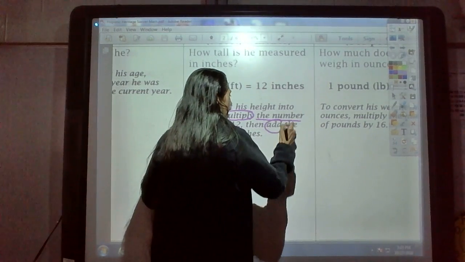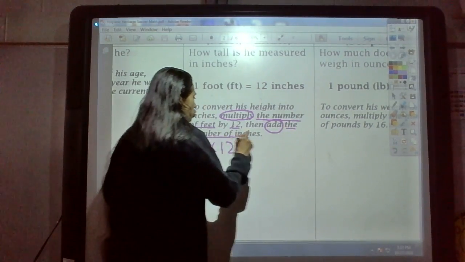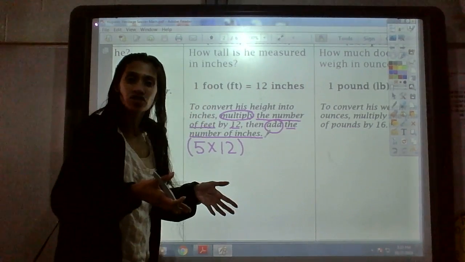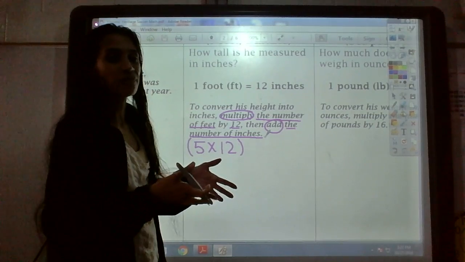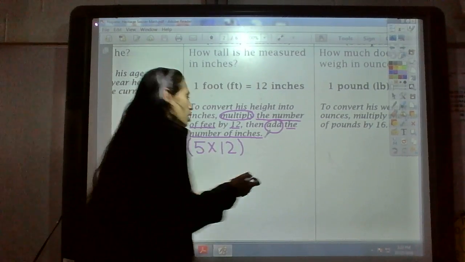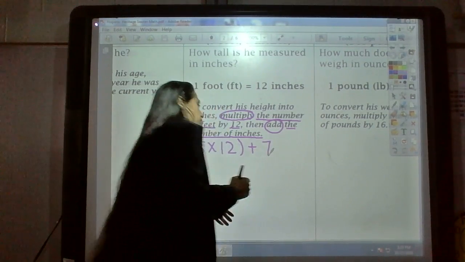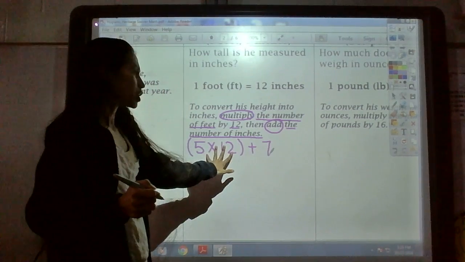Then what do we do? Then we are going to add the number of inches. So how many more inches was he outside of the 5 feet? He was 5'7", 5 feet 7 inches. So we do that plus 7. Okay? So we do this part first.